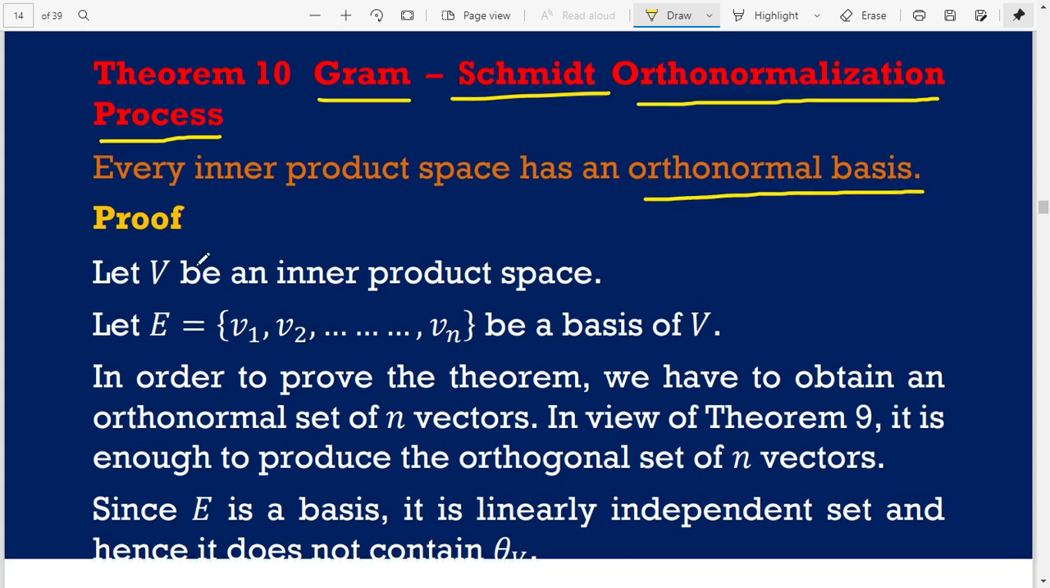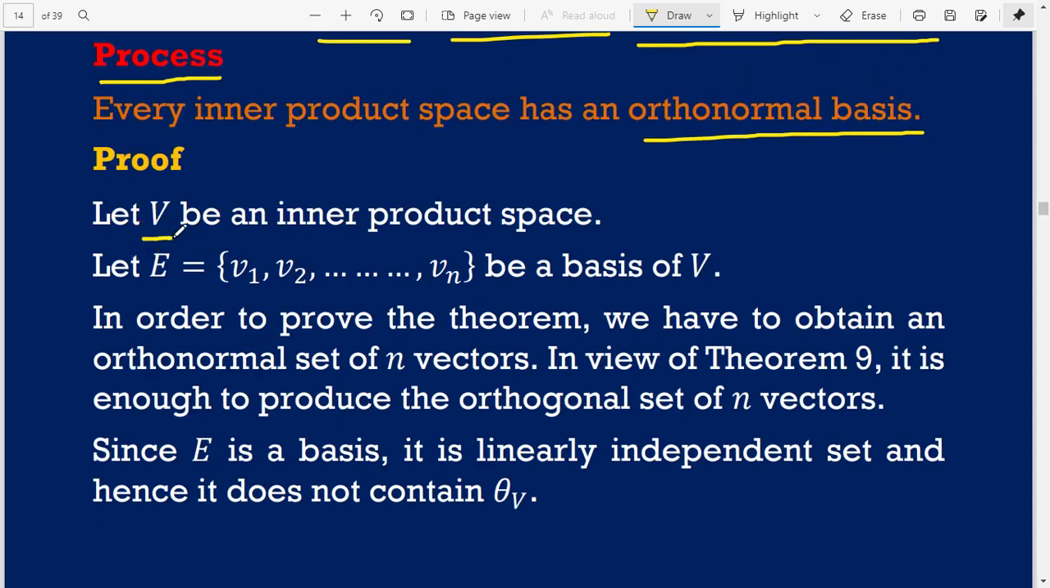Proof: let V be an inner product space, and let E is equal to V1, V2 up to Vn be a basis of V. In order to prove the theorem, we have to obtain an orthonormal set of n vectors.